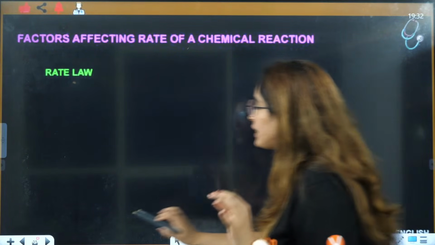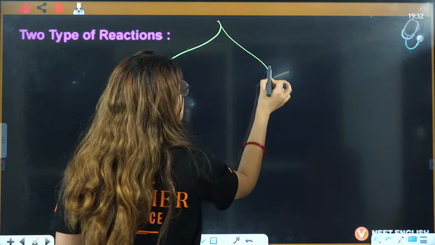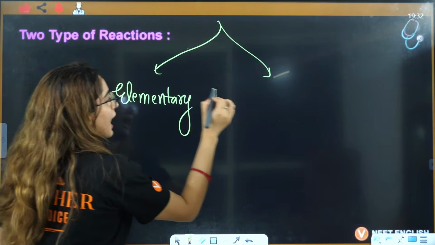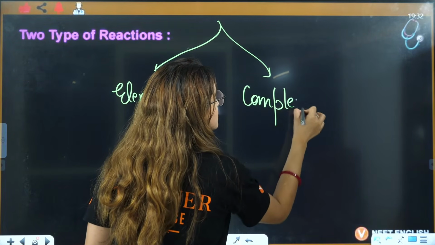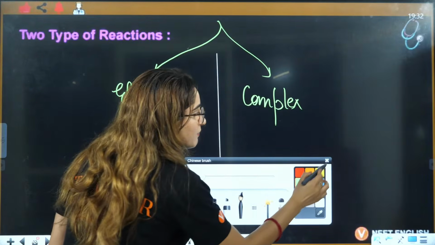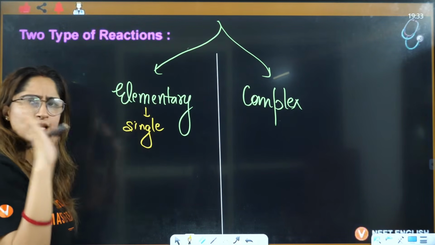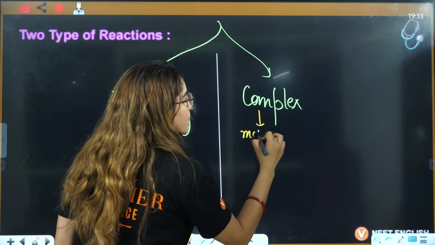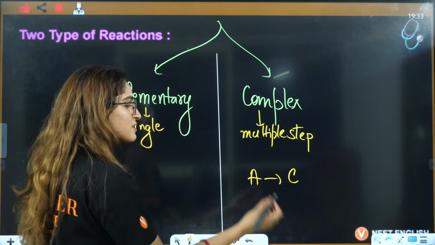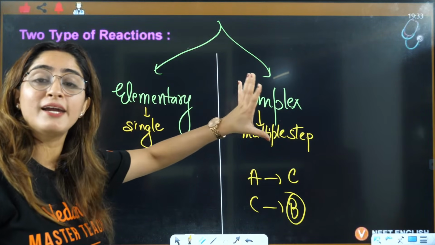For that, you need to understand firstly that there are two types of reactions that we are going to study. First type is the elementary reaction, and the second type is the complex reactions. An elementary reaction is a single step reaction, a one step reaction. Complex reactions are multiple step. Firstly, A will be converted to some intermediate C, then C will be converted to B. That's how A is getting converted to B. That is a multi-step reaction.